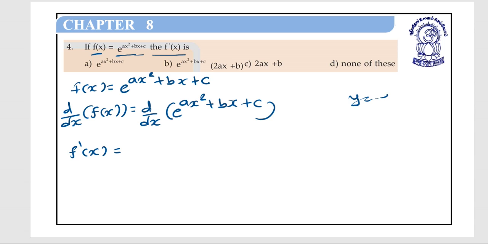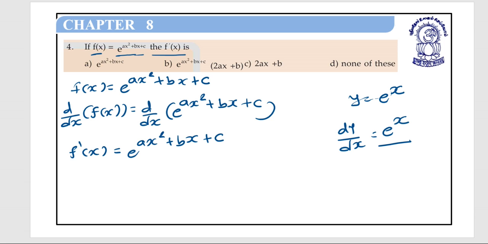Y is equal to e raised to x, so dy by dx is equal to e raised to x. Y is equal to e raised to x, dy by dx is equal to e raised to x as it is. Okay. So here f dash x is equal to e raised to ax square plus bx plus c.